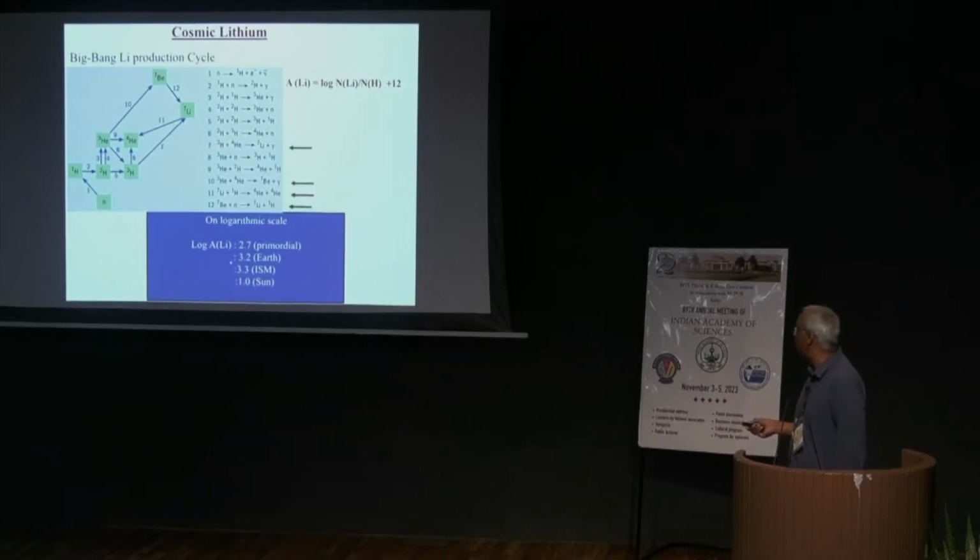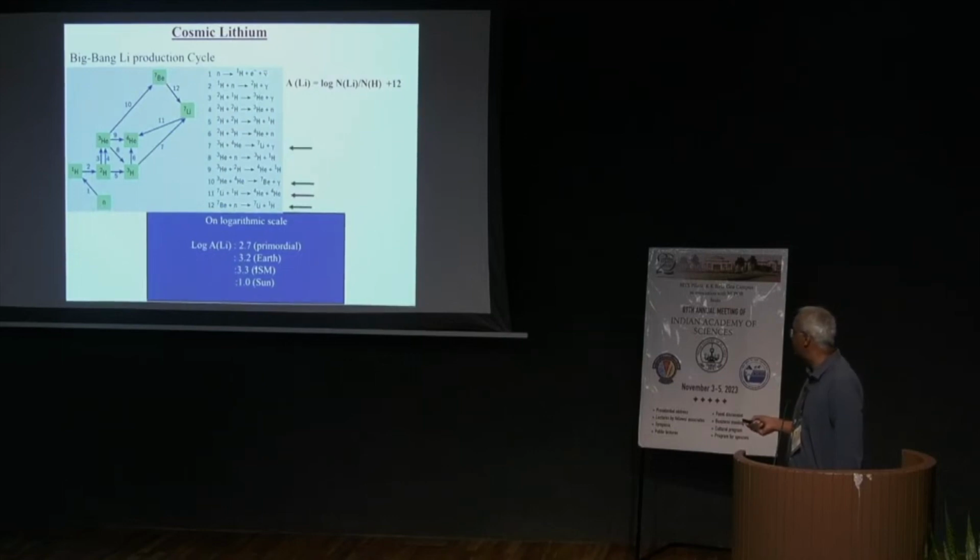And then on the other hand, on Earth it's 3.2, which is similar to that from natal clouds like the interstellar medium. And on the sun, which is a main sequence star, it's almost two orders of magnitude less than what you see on Earth, or even in the ISM. It's 100 times less. That's what it is, on the logarithmic scale.